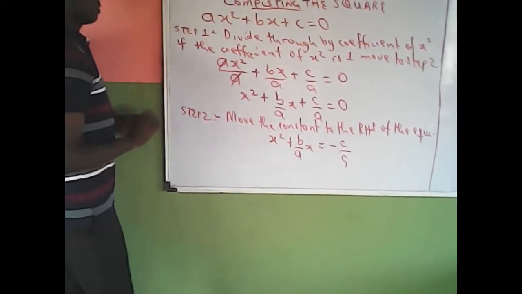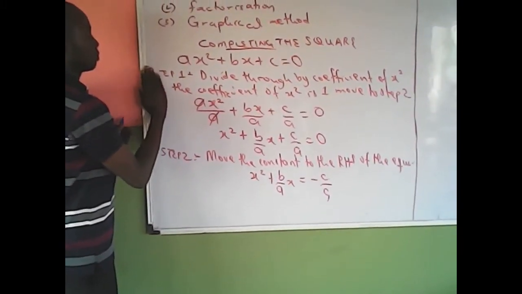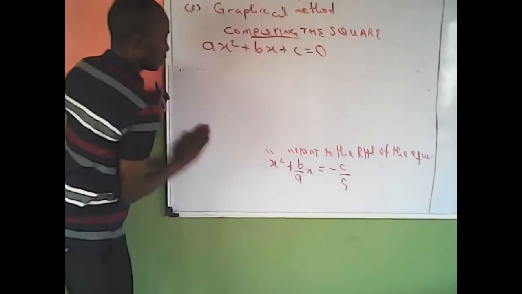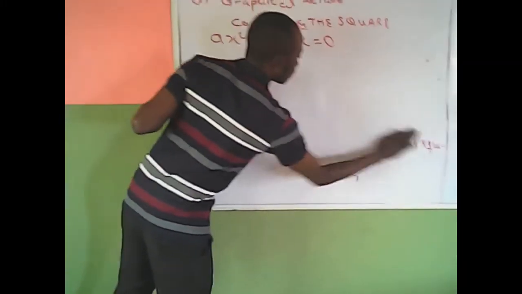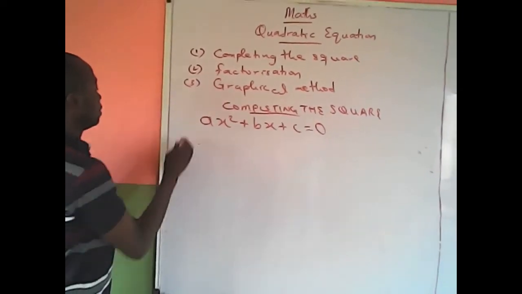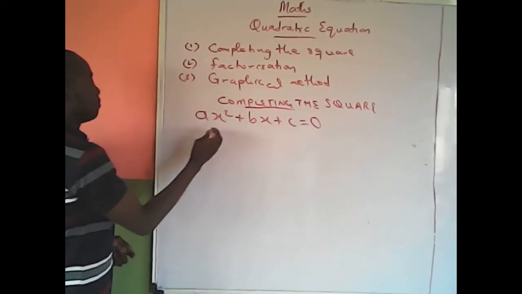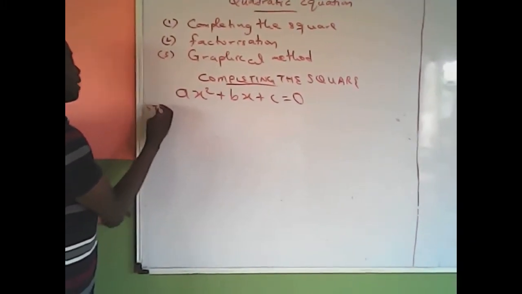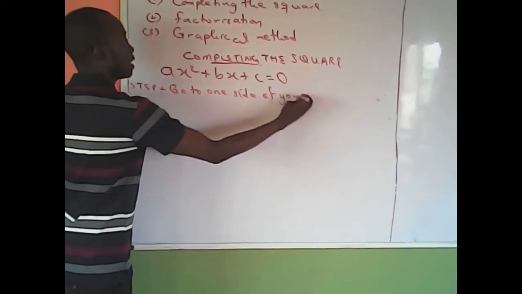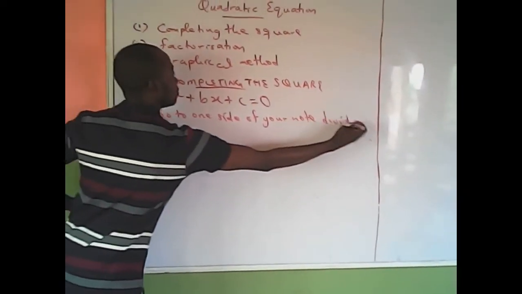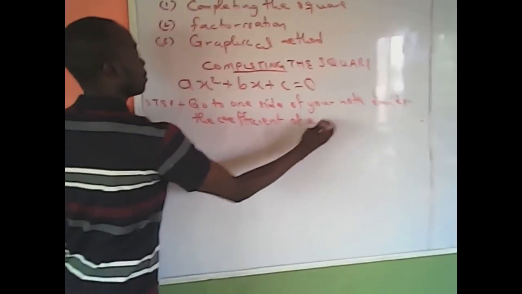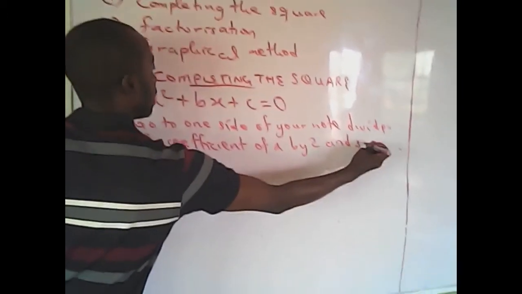Now step 3. Step 3 says go to one side of your notes, divide the coefficient of x by 2 and square the result.